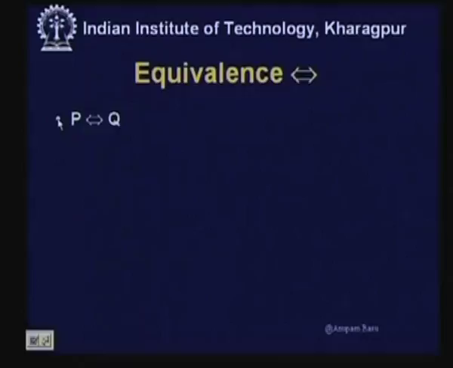Equivalence is a bijection. That means it is a bidirectional statement. If P is true, then Q is true. And again, if Q is true, then also we can infer that P is true.